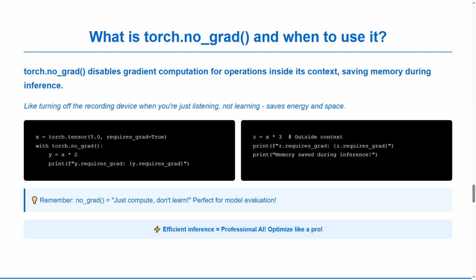Perfect for model evaluation. Efficient inference equals professional AI. Optimize like a pro. Summary. The no grad context disables gradient computation for efficient inference and evaluation.